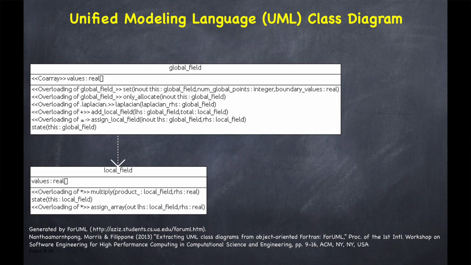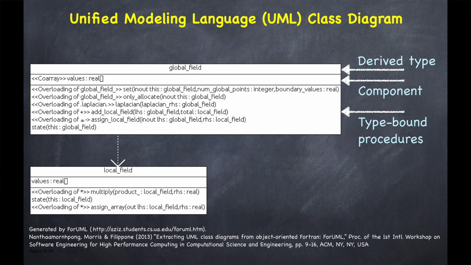A class diagram for a particular type has 3 panels, as shown here for the global_field type. The first panel displays the type name. The second shows the type's data, which are derived type components in Fortran. The third panel shows the procedures that operate on that type, which are called type-bound procedures in Fortran. Preceding each diagram element may be a so-called stereotype, which typically describes how the element is used.